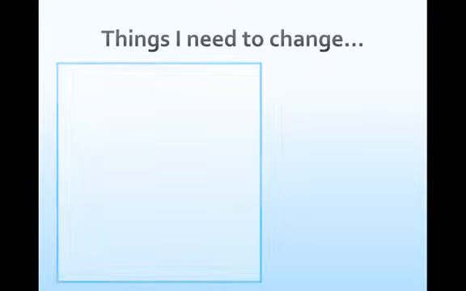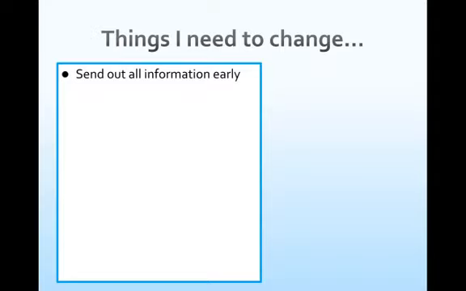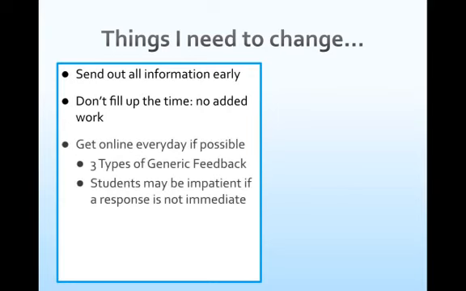Okay, things I need to change. First, I need to send out all information early. That means I'd better get out my syllabus and my course plans for textbooks and get those online immediately. I don't need to fill up the time. I don't need to give my students added work. I'm going to need to get online every day if possible.